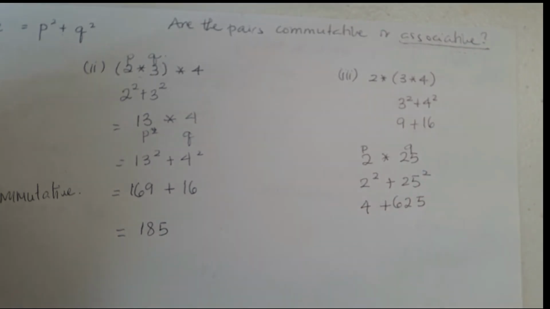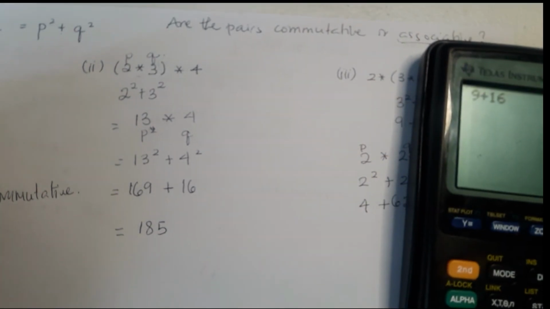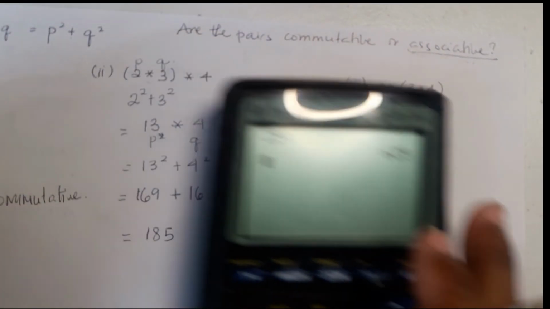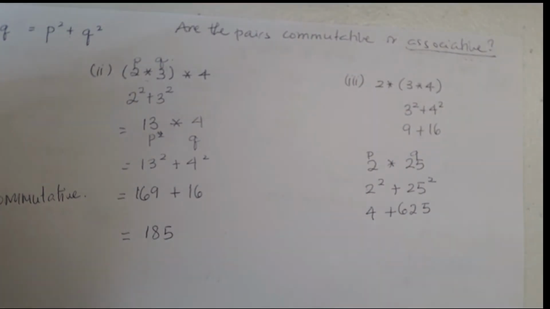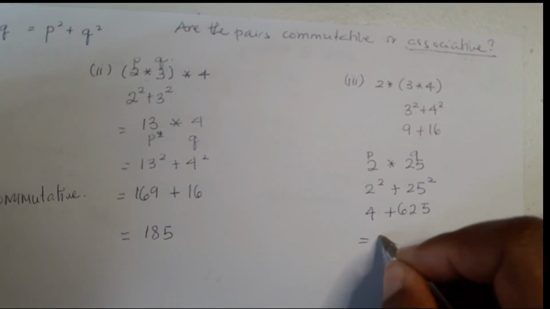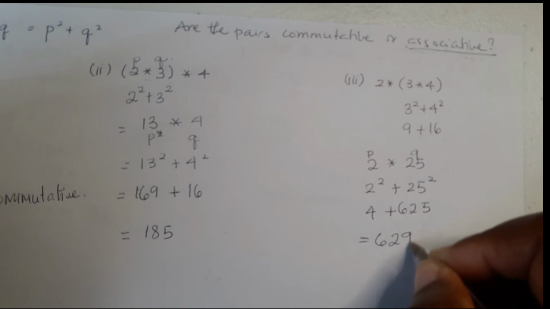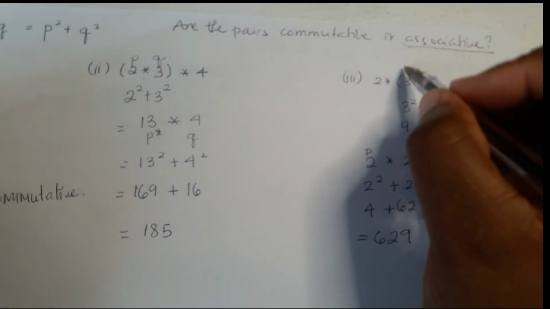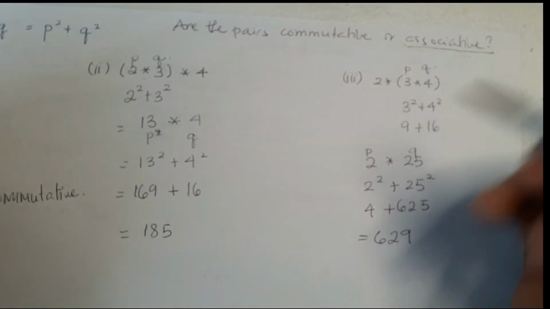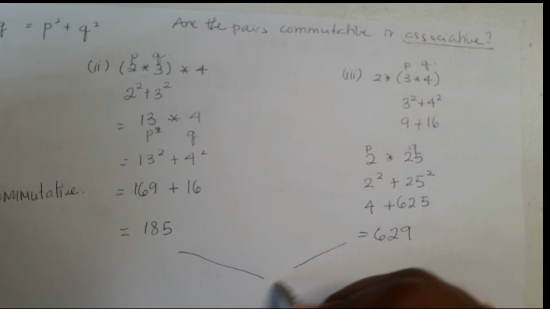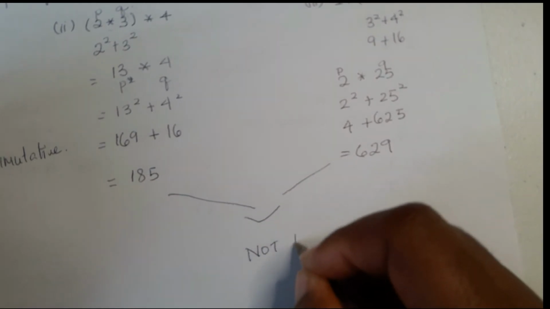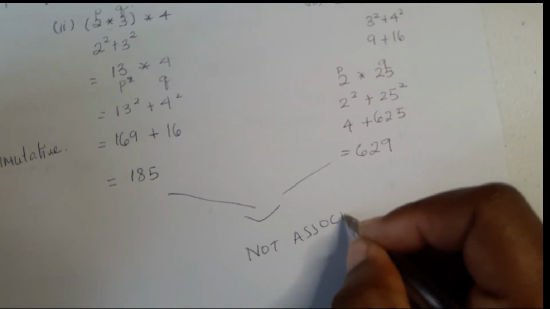So already we know that this is not associative. Let's just make sure 25 squared is 625. Right, 625. So if we add now, we get 629. Is this associative? No, it's not. Not associative.